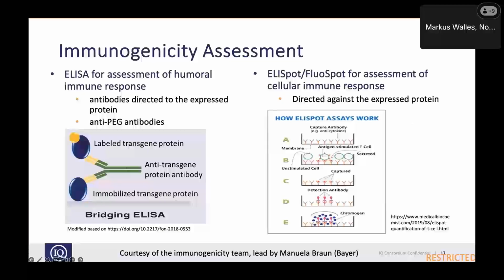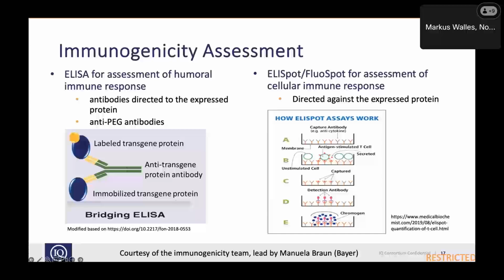So before we conclude this section of the webinar for bioanalysis of mRNA therapeutics, I would like to briefly provide some potential immunogenicity assessment strategies for LNP encapsulated mRNAs. For the immune response, the ELISA, or enzyme-linked immunosorbent assay, is the recommendation, especially for detection of antibodies that could be directed towards the expressed protein, but also, as we know, for assessment of anti-PEG antibodies.